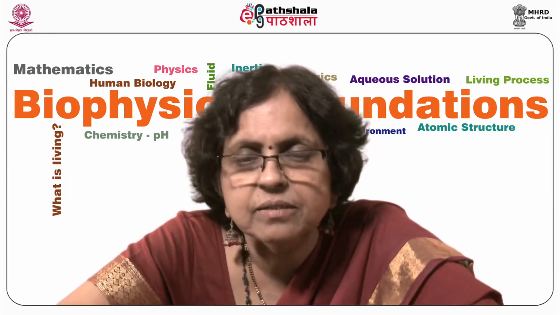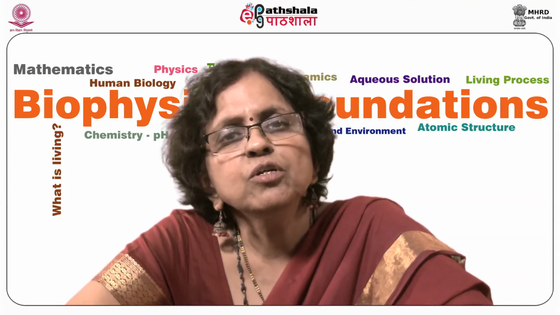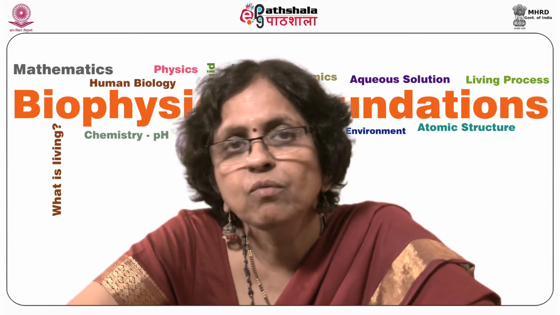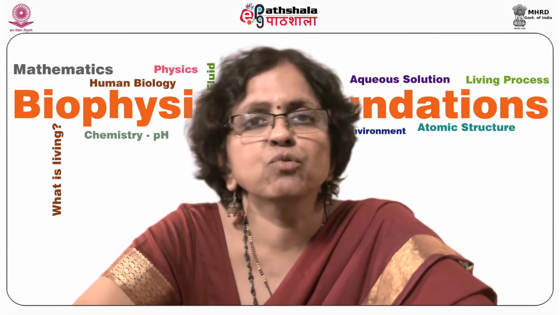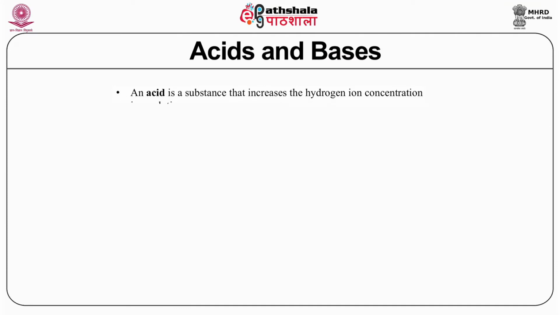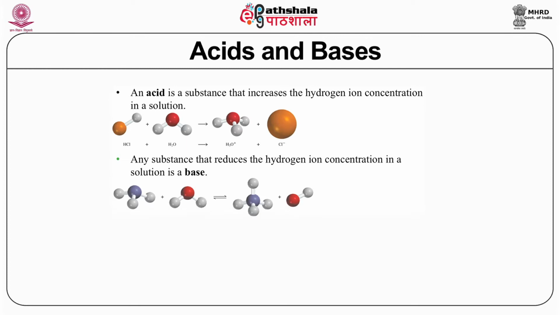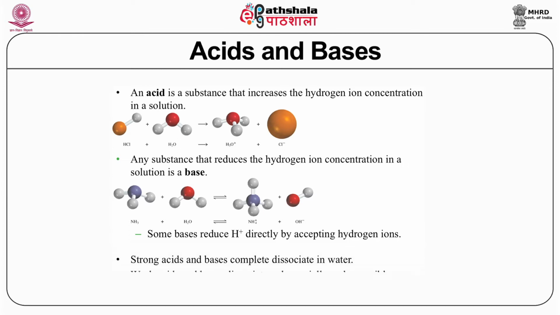Now we are talking about aqueous solutions, and aqueous solutions and buffers go synonymously. When you want to make a buffer, you want to know about pH and pK and so forth. So the terms acids and bases come into the picture. An acid can be easily termed as something that gives hydrogen ions when dissolved in water, and the substance that reduces the hydrogen ion concentration in a solution we call a base, or you can even say one which gives out hydroxyl ions.